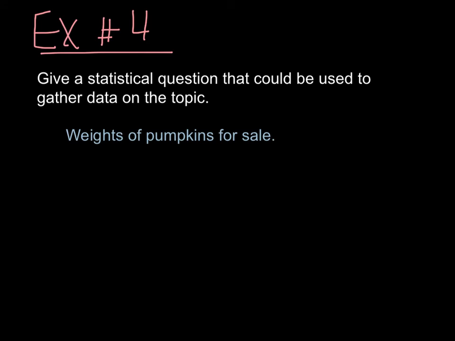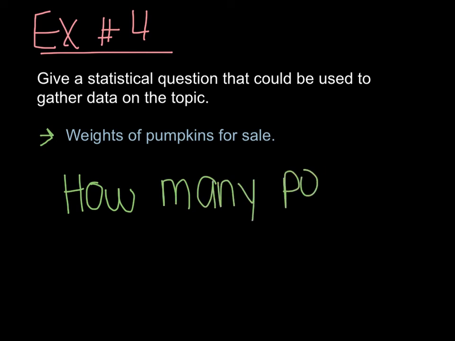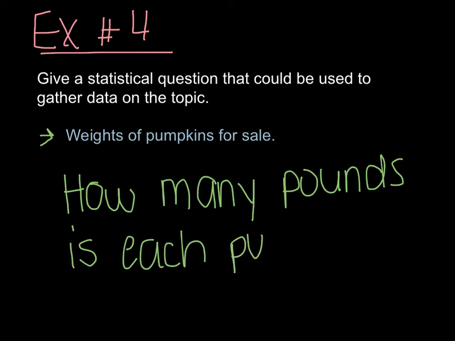So example 4 is like number 2. We're going to give a question that can be used to gather data on this topic. Weights of pumpkins for sale. So a question we might ask about that is how much does each pumpkin weigh? How many pounds is each pumpkin? And again, this is a good question because we're going to get a lot of different answers. It's going to be very rare that many of the pumpkins would be the same weight. They're mostly going to be different weights, so that gives us a lot of different answers.